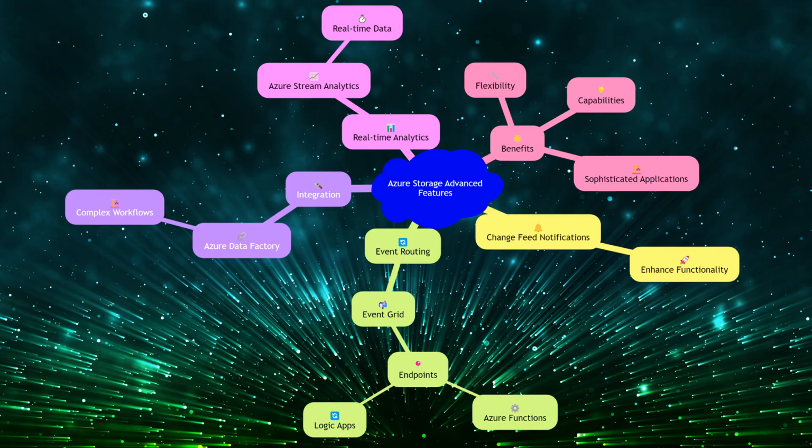Azure Storage offers advanced features that can enhance the functionality of change feed notifications. For example, you can use Event Grid to route change feed events to various endpoints, such as Azure Functions or Logic Apps, for further processing. You can also integrate change feed with Azure Data Factory to build complex data workflows. Additionally, you can use Azure Stream Analytics to perform real-time analytics on change feed data. These advanced features provide additional flexibility and capabilities for building sophisticated data-driven applications.